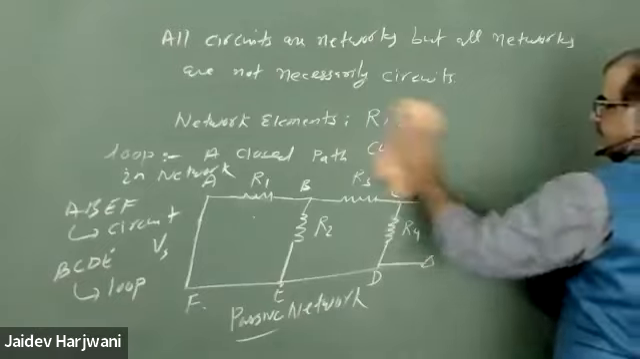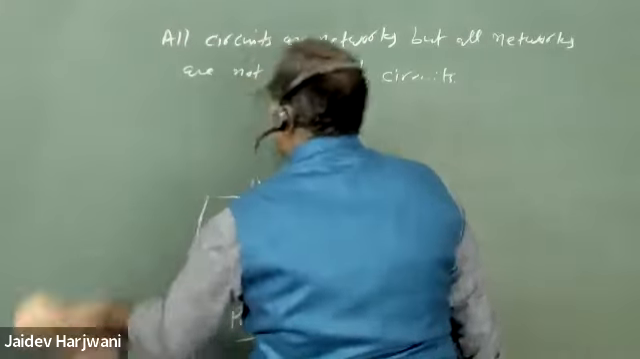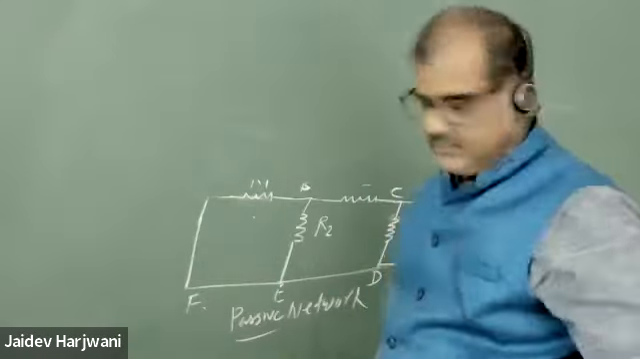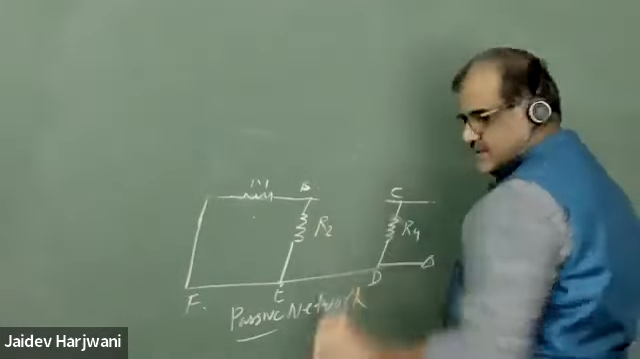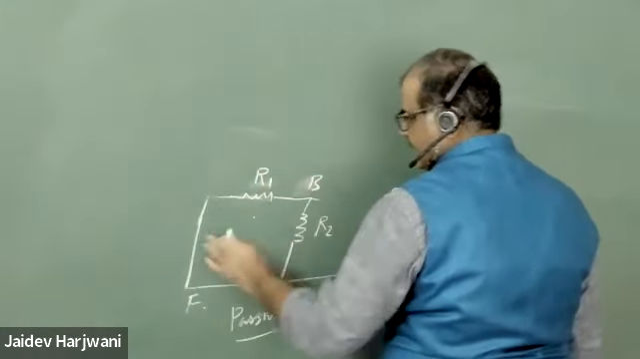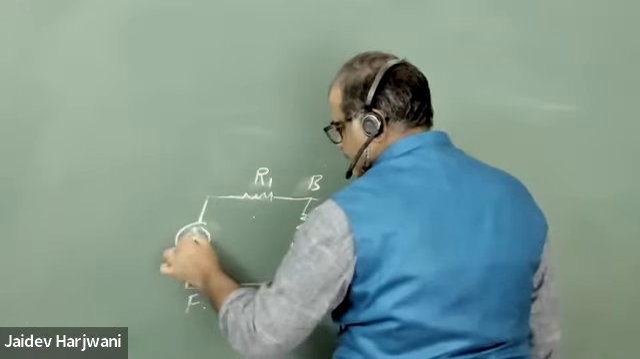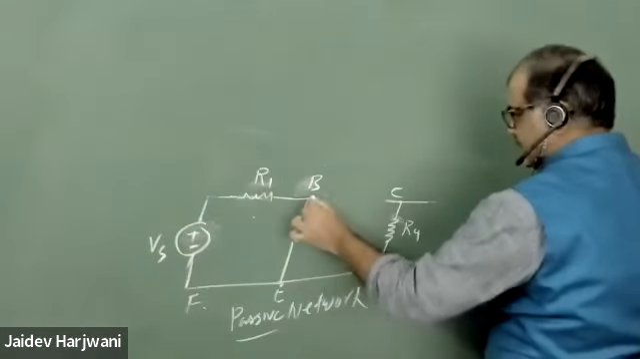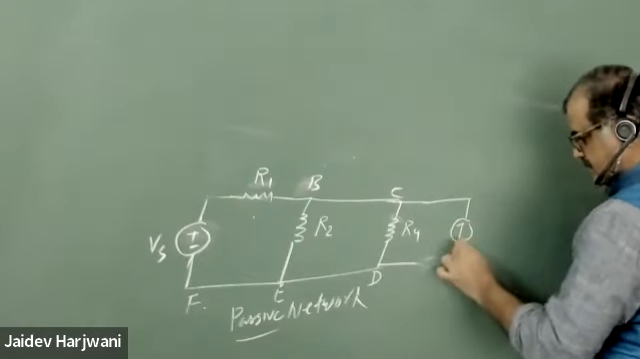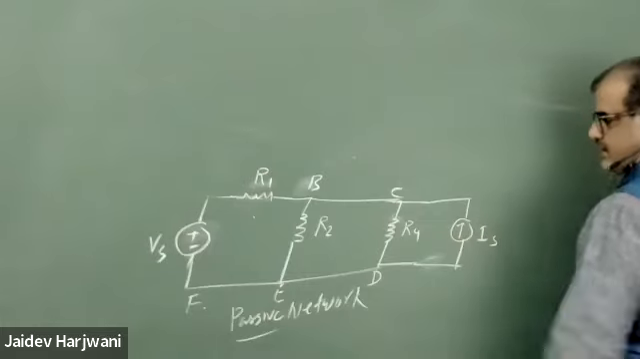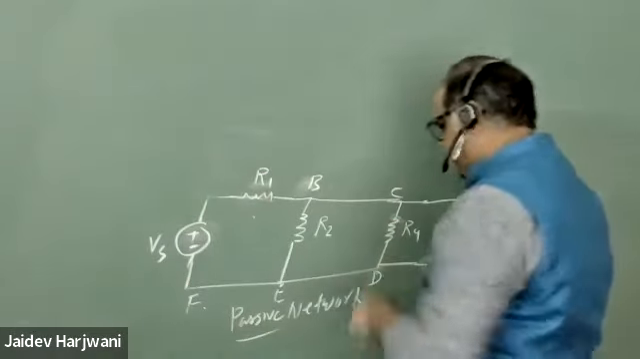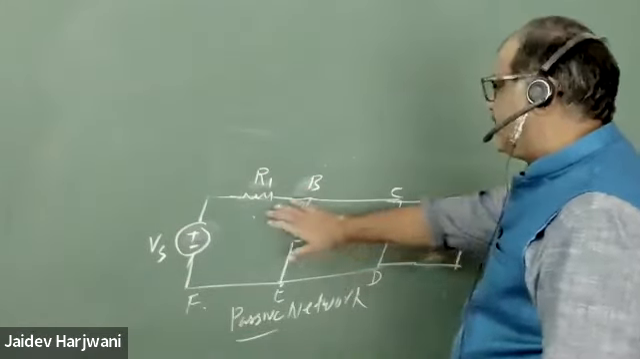Okay, so now let me discuss something more about your network. Say if I remove this resistance here, this is my R1, this is my B. Let me put a source again here, Vs. I am putting one more source here, this is my current source. As I told you, an interconnection of network elements or components is a network.